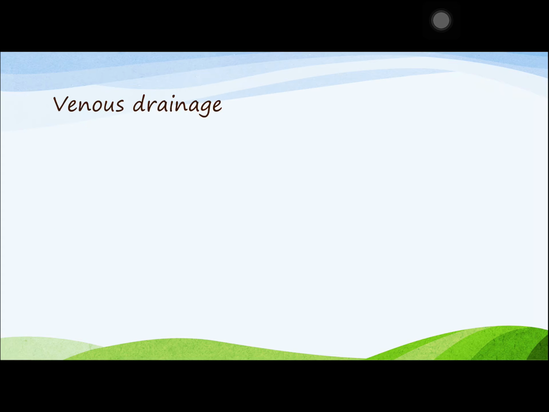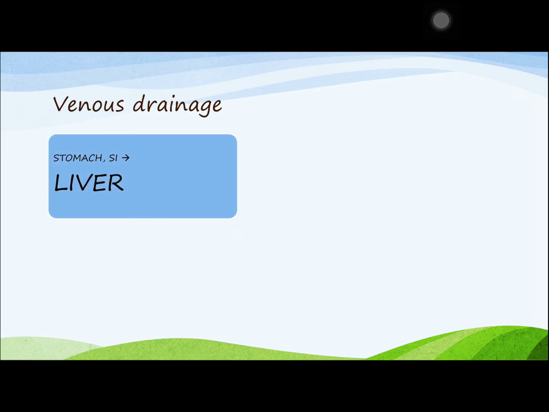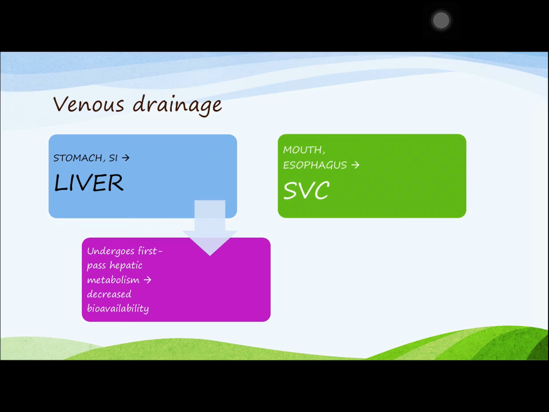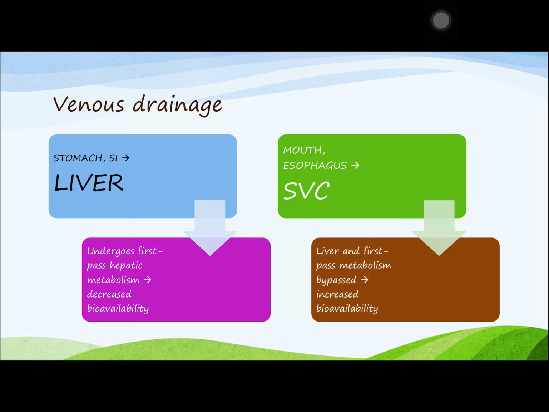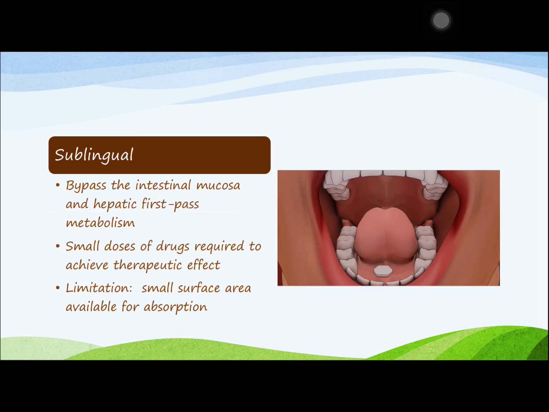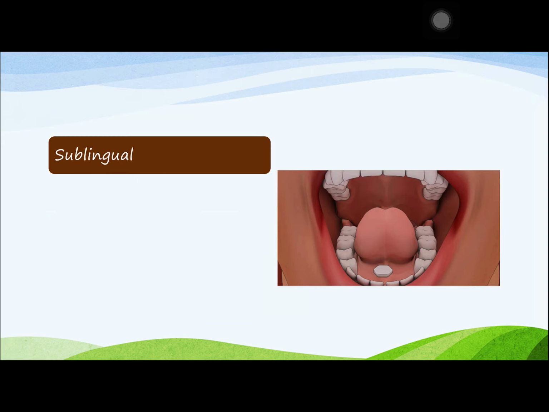Venous drainage of the GIT may lead to decreased bioavailability of oral drugs. The stomach and the small intestines undergo first-pass hepatic metabolism, thus decreasing bioavailability. However, sublingual drugs and drugs absorbed in the esophagus bypass the liver in first pass, thereby an increase in bioavailability is noted. The sublingual route thus requires smaller doses of drugs to achieve therapeutic effect. Its only limitation is its small surface area for absorption.